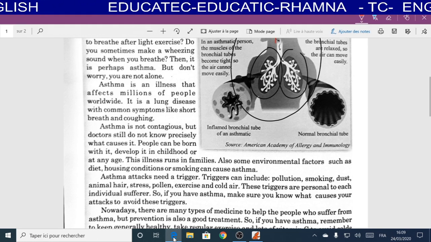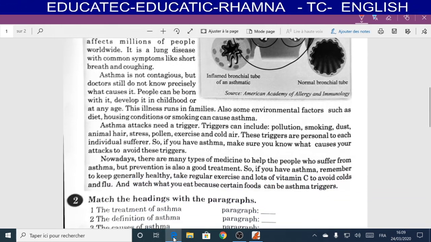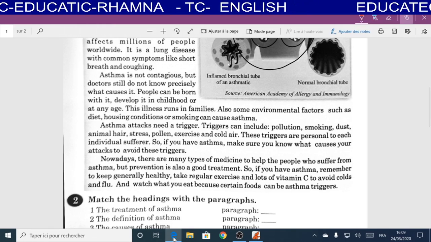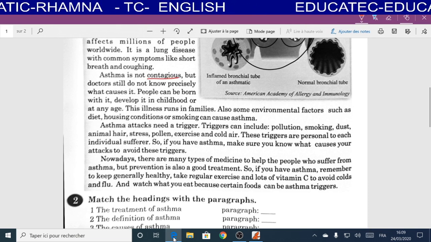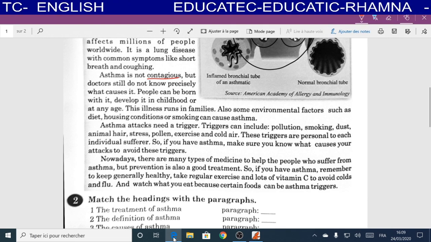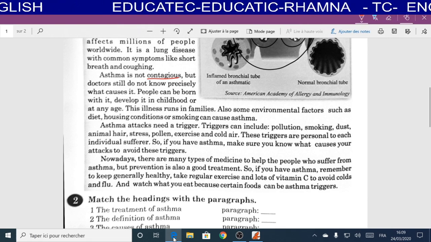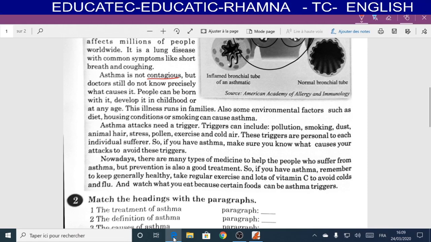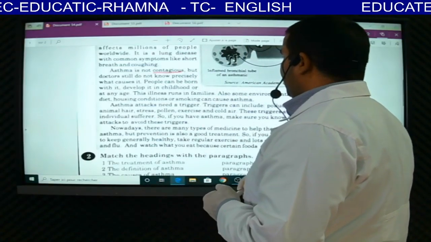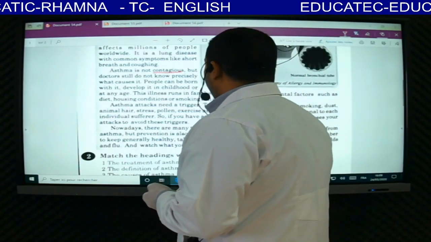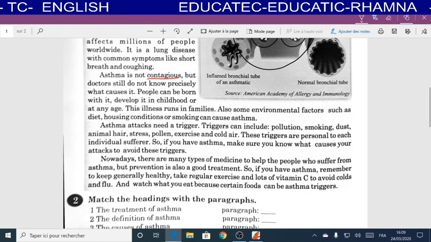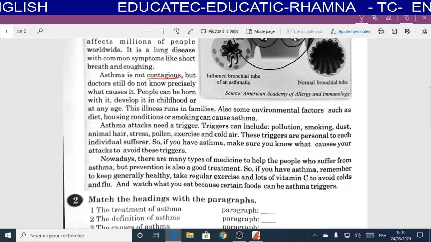So the next paragraph: asthma is not contagious. What does contagious mean? It cannot move from one person to another, for example, like coronavirus these days. It's not contagious, but doctors still do not know precisely what causes it. People can be born with it by origin or develop it in childhood or at any age. This illness runs in families.